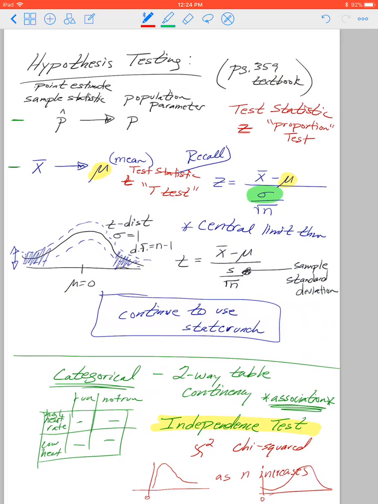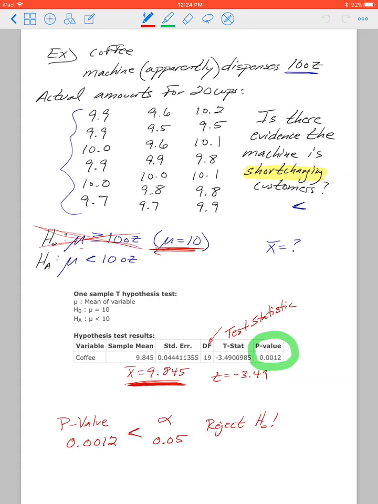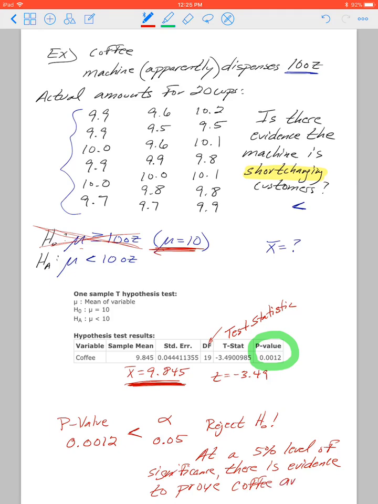But we are having a good day. We rejected H0. So we get to say, at a 5% level of significance, there is evidence to prove that this coffee maker is ripping us off. So we got to prove this one.